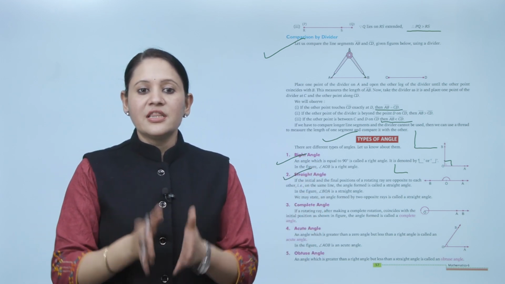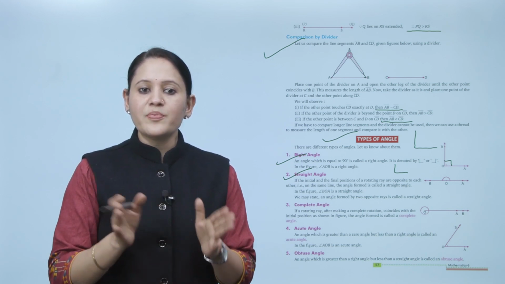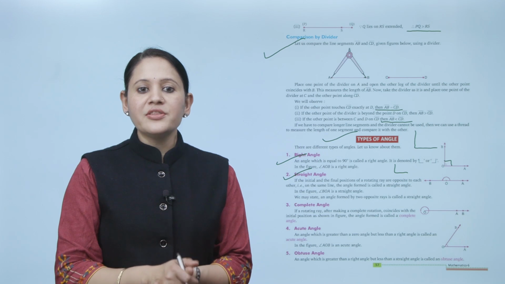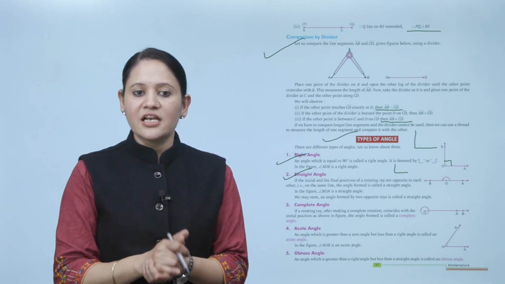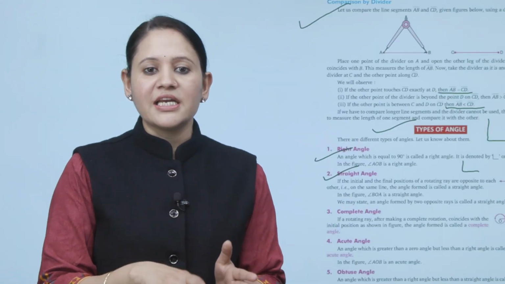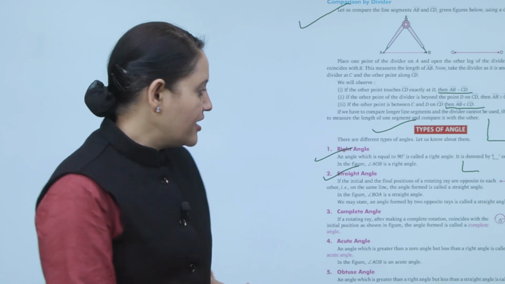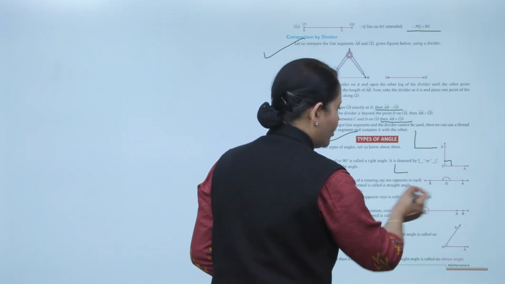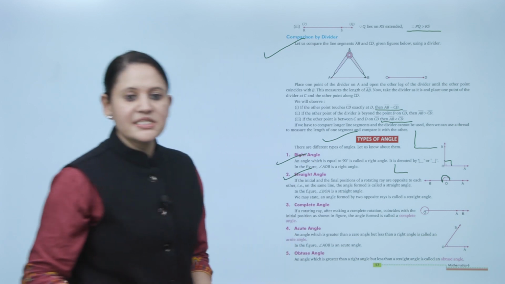If the initial and the final position of rotating rays are opposite to each other on the same side, the angle formed is called the straight angle. In the figure, angle AOB is a straight angle. An angle formed by two opposite rays is called a straight angle. So two opposite rays, OA and OB, and this angle is of 180 degree, that means straight angle.